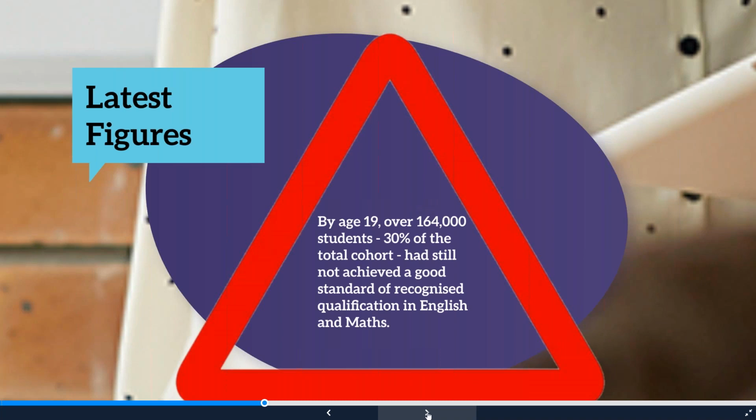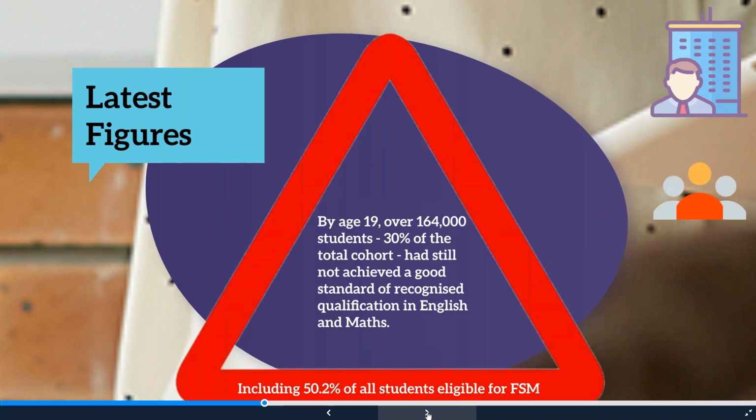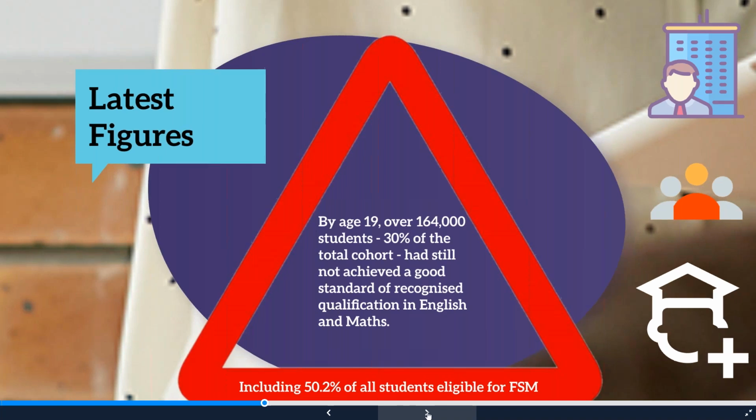The latest official figures show the scale of the challenge, in particular for students from disadvantaged backgrounds. By age 19, over 164,000 students, 30% of the total cohort, had still not achieved a good standard of recognised qualifications in English and maths. Worryingly, this includes a majority, 50.2%, of all students who had been eligible for free school meals. These qualifications are prerequisites for progressing into secure, good quality employment, including apprenticeships, as well as into further study, including higher education, and is the absolute staple of our company aim to be a launchpad to a successful career in life for all students, regardless of ability, disability, or disadvantage.